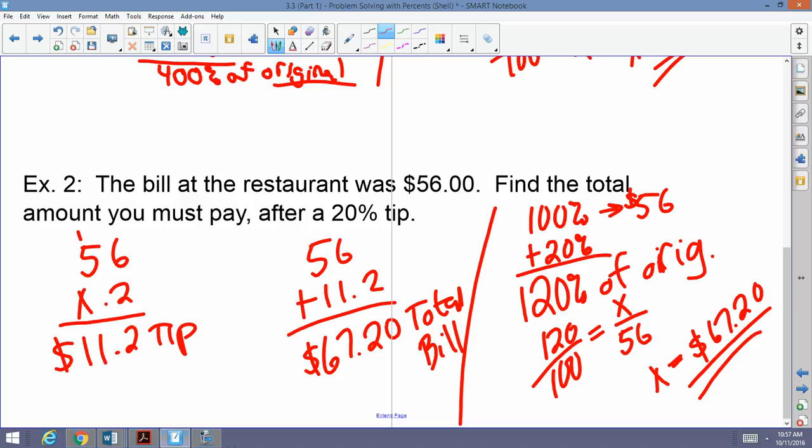Yes, sir. No, he was doing it completely backwards because he was subtracting on a markup. And that's completely wrong. So no, please ignore what he was saying. That's a discount. You don't subtract on markups. Yes, sir.